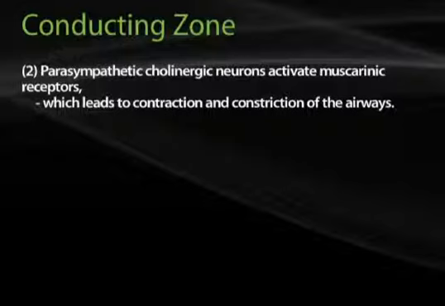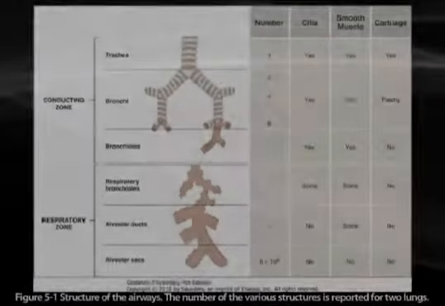The parasympathetic nervous system works on the airway via muscarinic receptors. When you stimulate the muscarinic receptors, we get contraction, constriction of the airways, bronchoconstriction. I'm going to plant the idea in your head now. Why would you want to make your airways smaller?